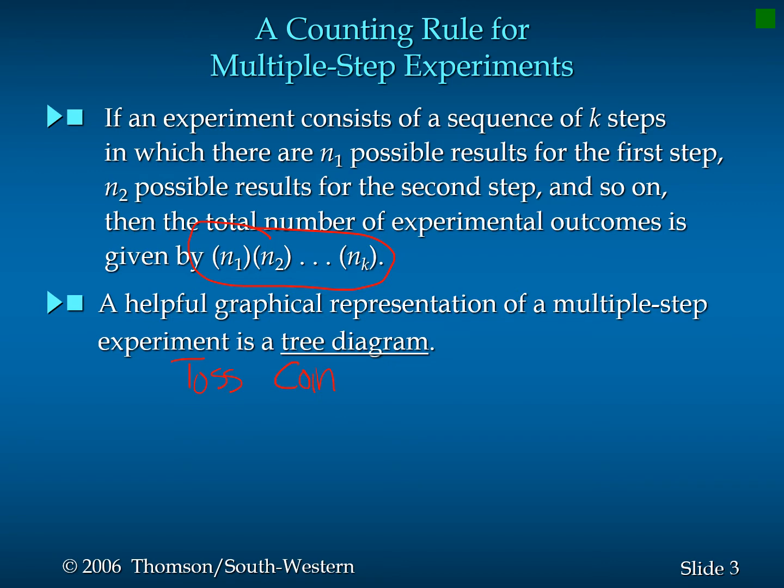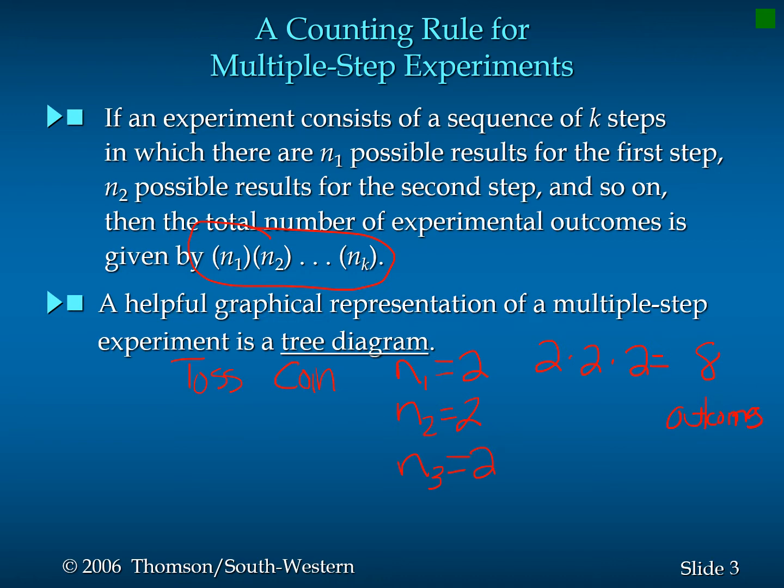So let's say you tossed a coin 3 times. On the first toss, there are 2 outcomes. On the second toss, again, 2 outcomes. And then on the third toss, there are 2 outcomes. According to the multiple step rule, the way you would determine the total number of outcomes would be to multiply 2 times 2 times 2, and you'd have a total of 8 different outcomes. That's called the multiple step rule.